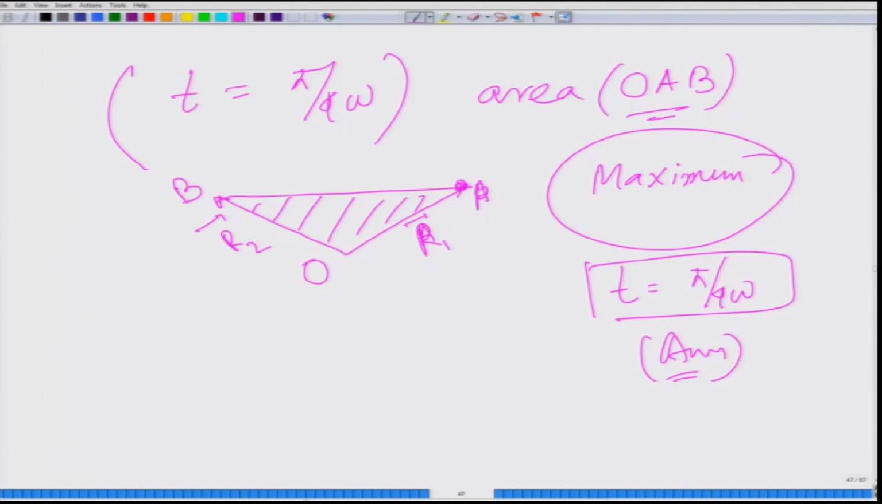With this, we finish the problems from assignment number 1.